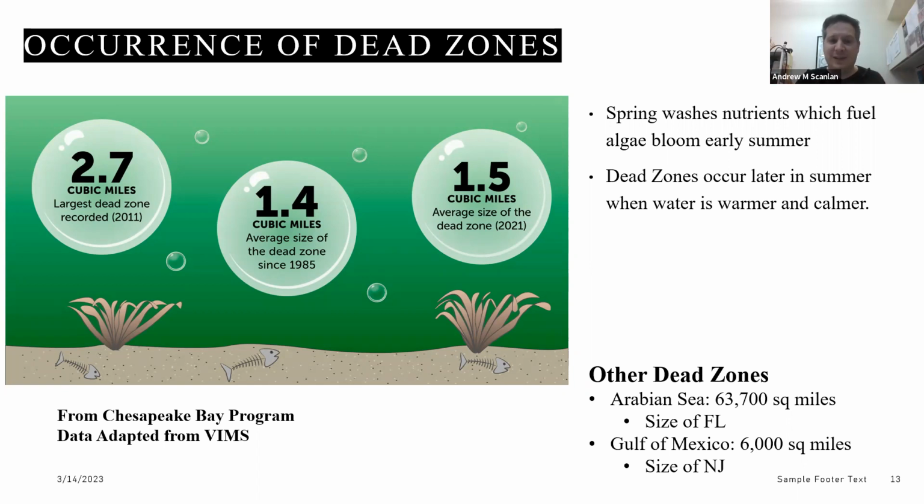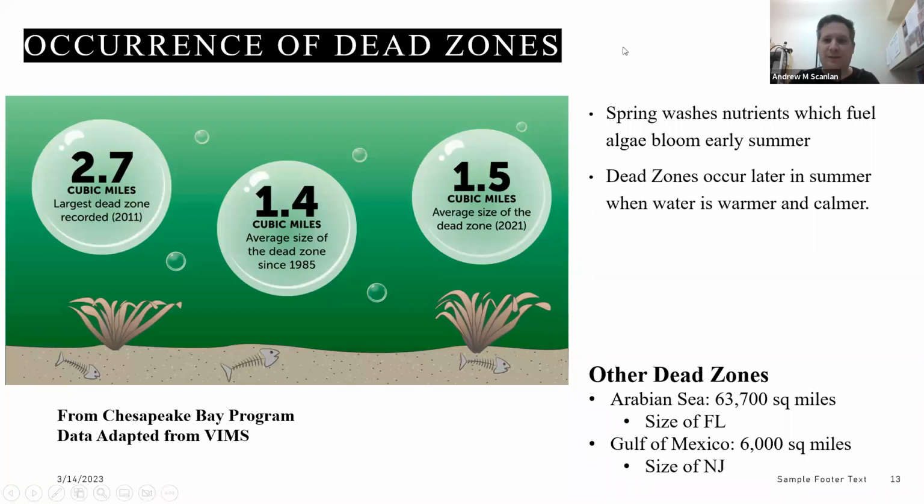Dead zones, depending on what the lake is and the contours of the lake, if it's a shallow lake or deep lake, typically occur later in the summer when the water is warmer. These bacteria like warmth, and also when the water is calmer. So the Chesapeake Bay does have instances of dead zones.